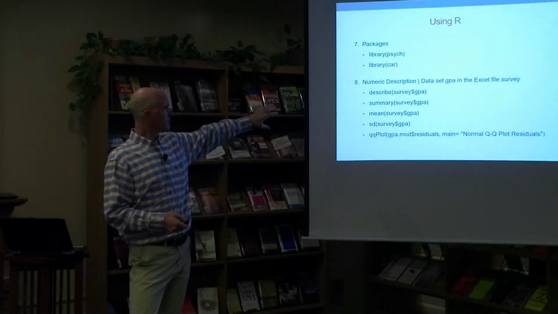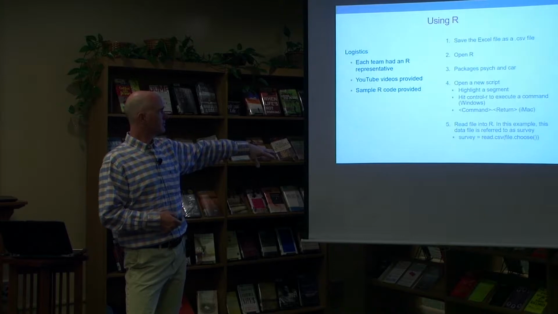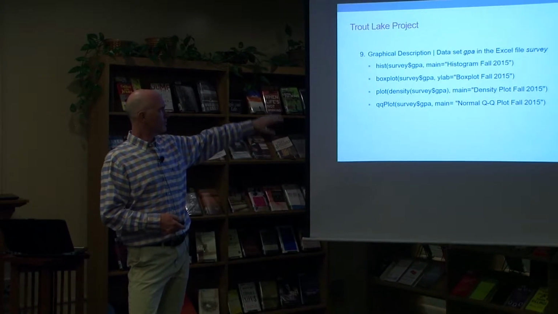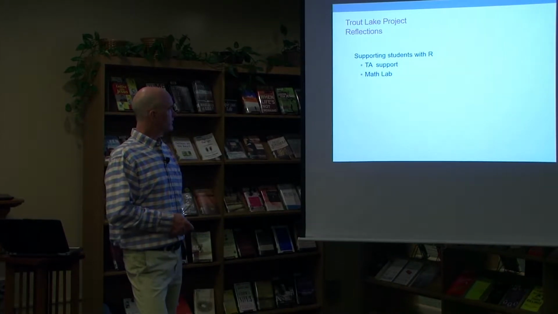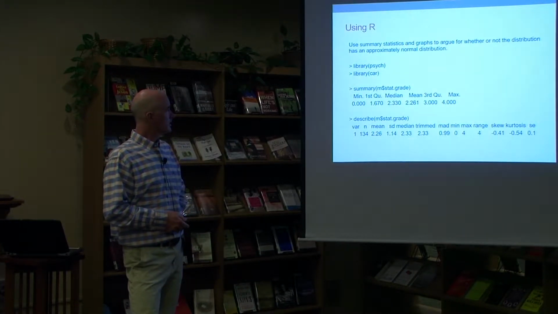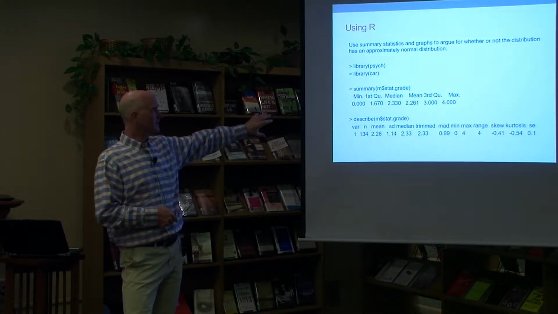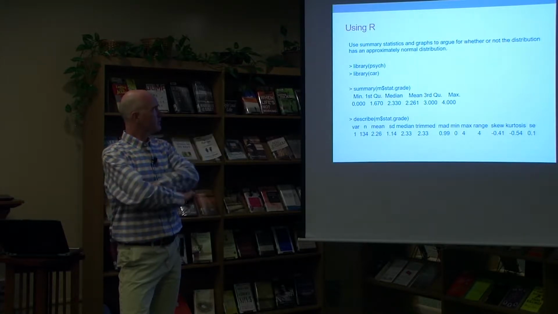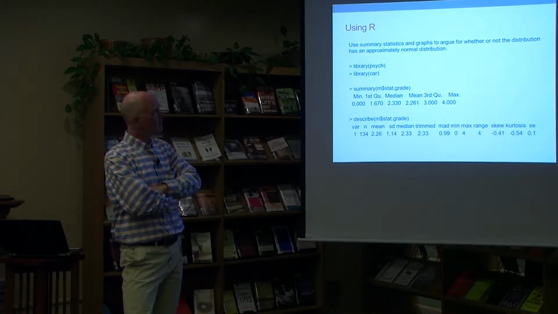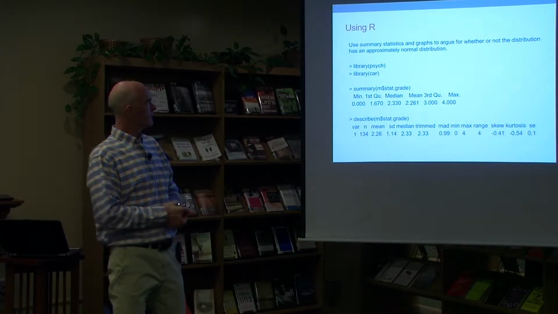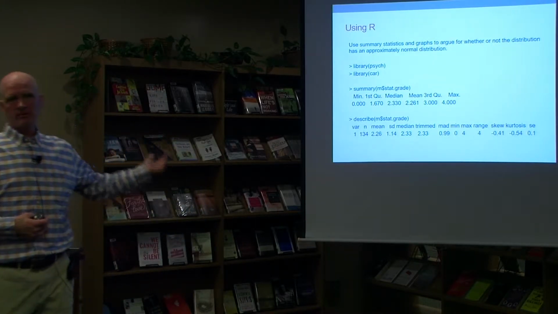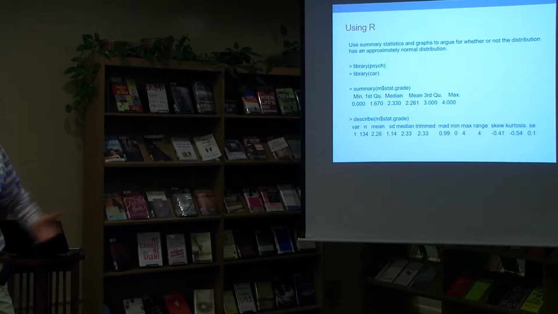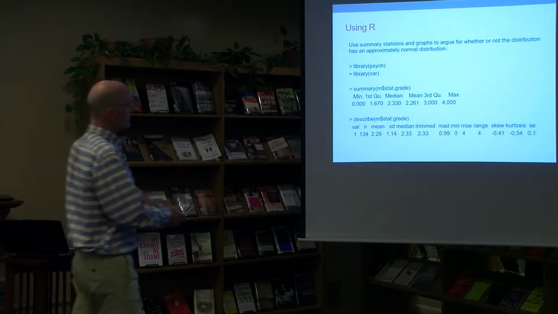So back here you're seeing some numerical descriptions. Here you're seeing the code for the graphical description. So what that led to then is really nice ways to get data, right? In terms of summary statistics and graphs to argue whether, in this case, the distribution has an approximately normal distribution. We're doing that to see, this would be a practice one we went through, to see if the one sample t-test was appropriate, right? And so we would start with that.